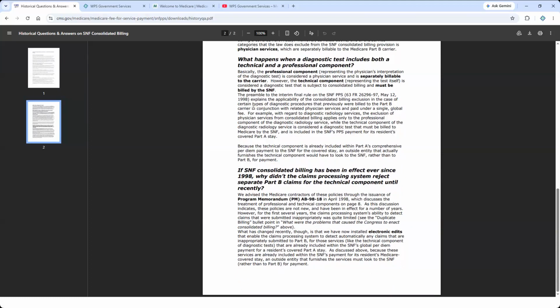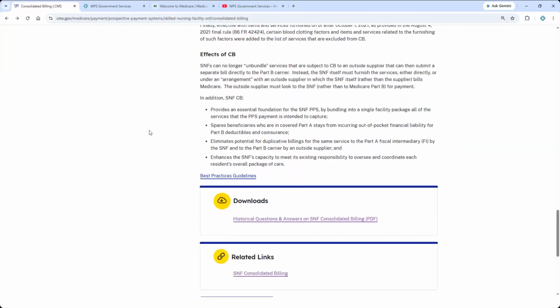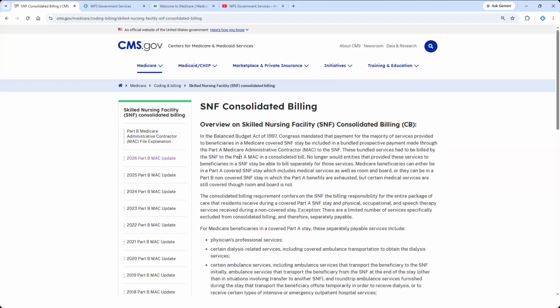Here's what I would like you to do. If you really want to know what's excluded, and we talked about this website briefly as I mentioned it, you can actually come down to the related links and go to the Skilled Nursing Facility Consolidated Billing. Okay, does this look familiar? Some of you it might, and it's very comprehensive. So the CMS FAQs is sending you to this page to find out what is excluded.